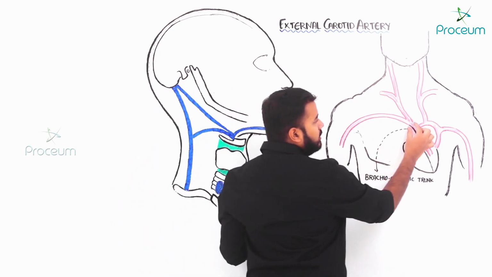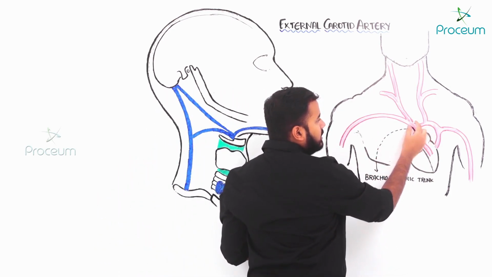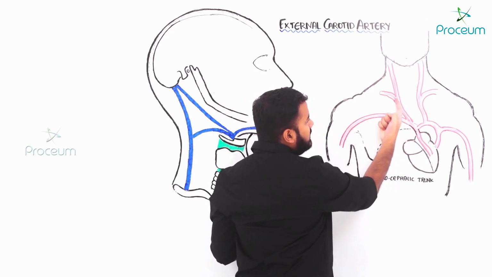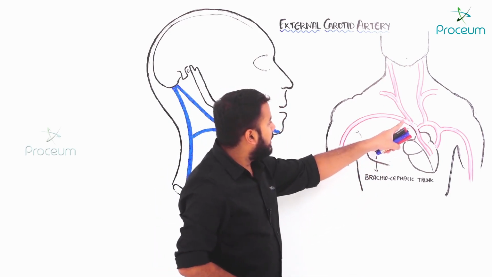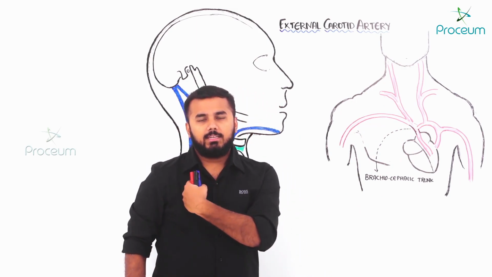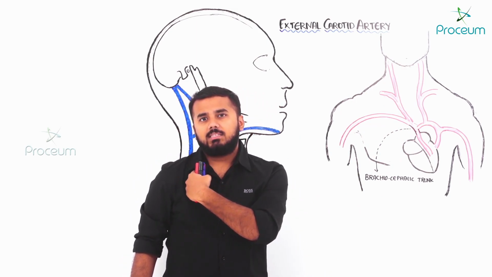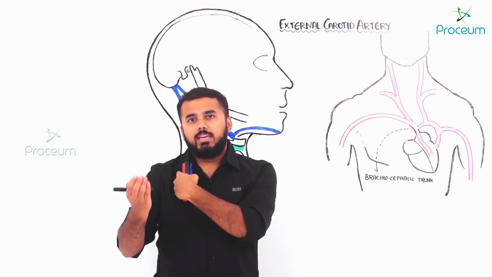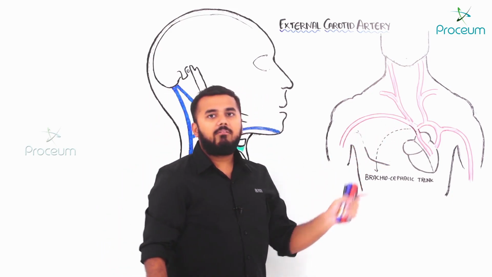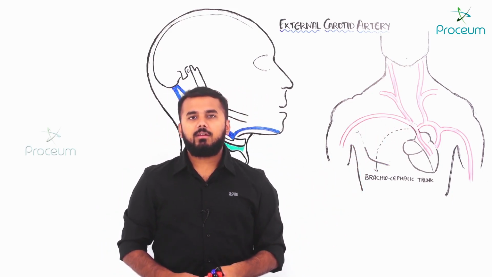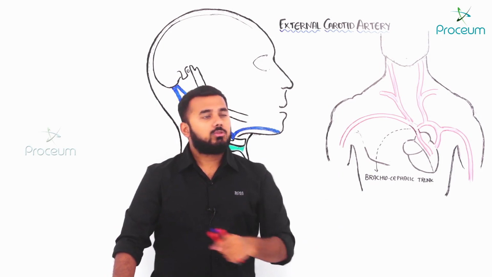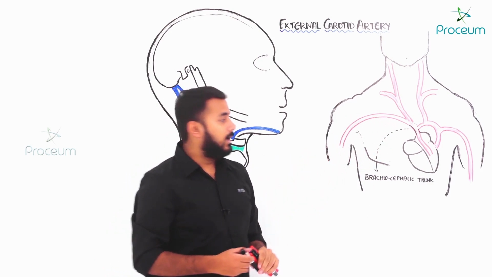Now this brachiocephalic trunk divides into two branches. One branch goes to the right and one branch ascends up. The branch going to the right goes this way and passes below your clavicle. Anything below your clavicle is called subclavicular, so this artery is called the subclavian artery. It passes below the clavicle and enters your right arm.